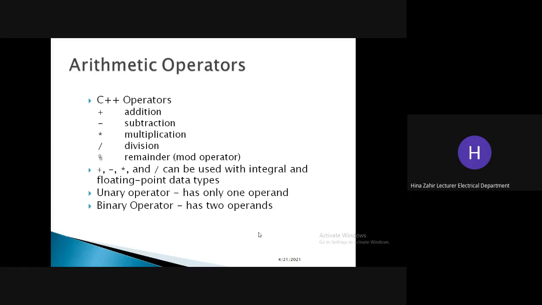Let's say 4 divided by 2. When you divide 4 by 2, you get 2, and what is the remainder? 0. So 4 modulus 2 is equal to 0, because modulus will give you the remainder. Similarly, if you divide 3 by 2, what is the remainder? 1. Then 3 modulus 2 is 1.